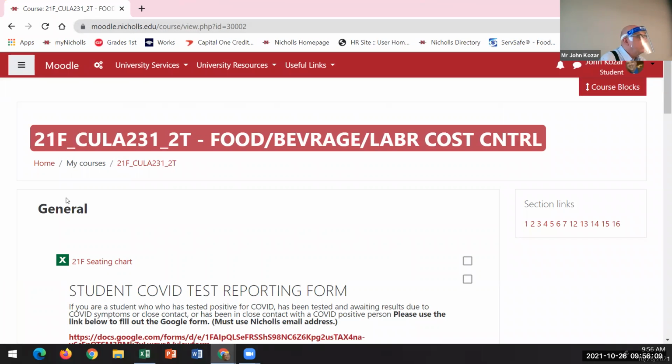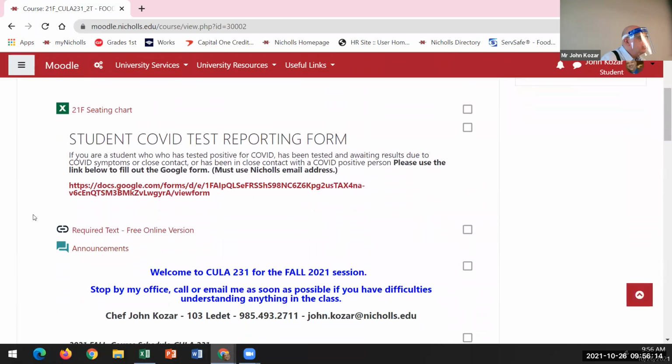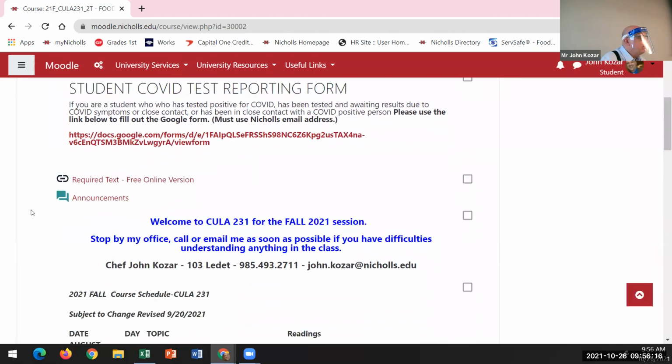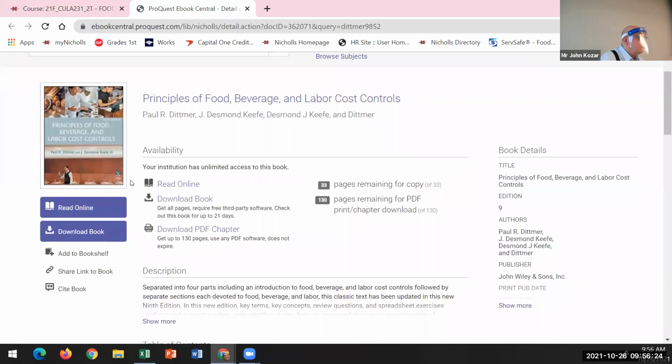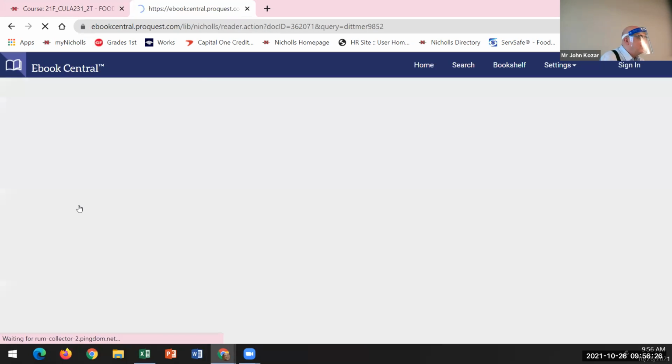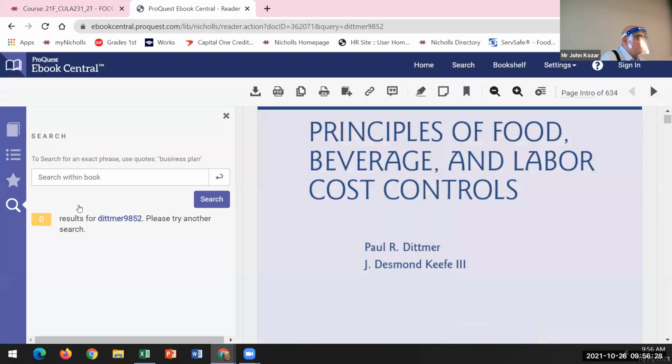Okay, so questions about module 4 quizzes. I just wanted to bring up a couple of things here. The required text is free and it's available through Moodle, so don't be afraid to do that. You can open it up really quickly and easily. You can even search within the book. So if you're looking for a definition or a formula, you can find it in there.